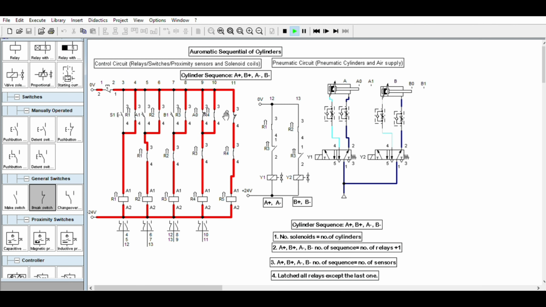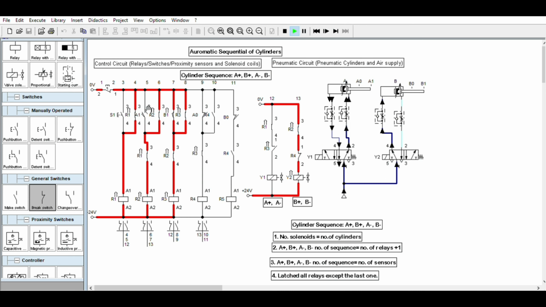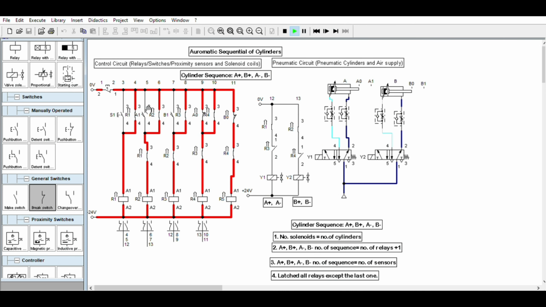What happened here? That is R4. See, there is all the supplies there, but there was no more air because it already returns. How to reset this one? This is the purpose of this relay.